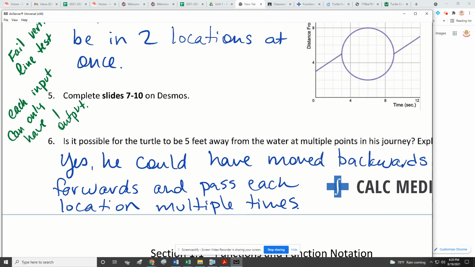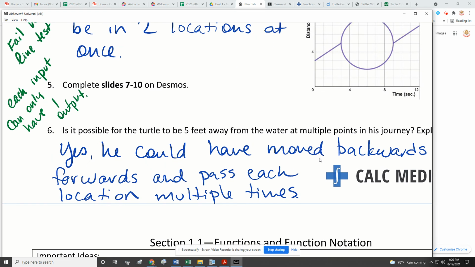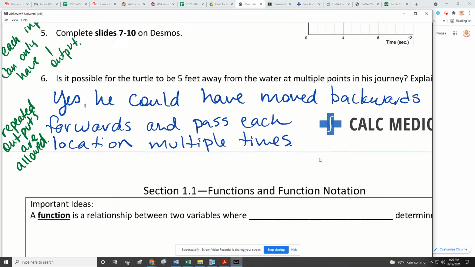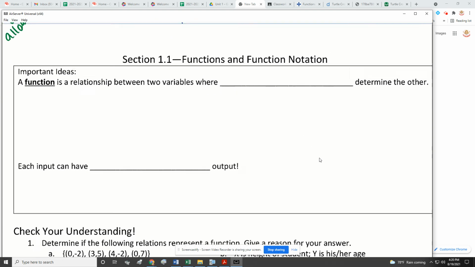Right. And then is it possible for the turtle to be 5 feet away from the water multiple times? Absolutely possible. So it is okay for functions to have repeated outputs. So repeated outputs are allowed. Great. Now that's just an introduction to get you comfortable with working with functions. And now we're going to formalize that information on the backside.